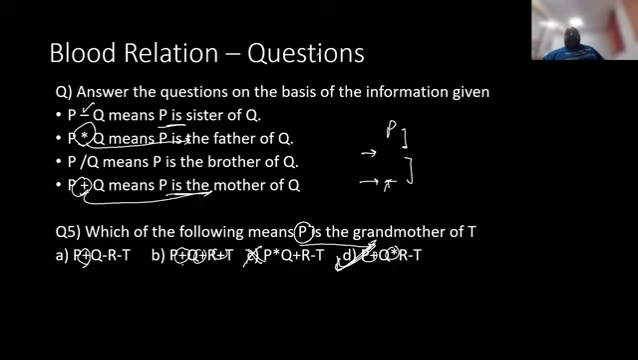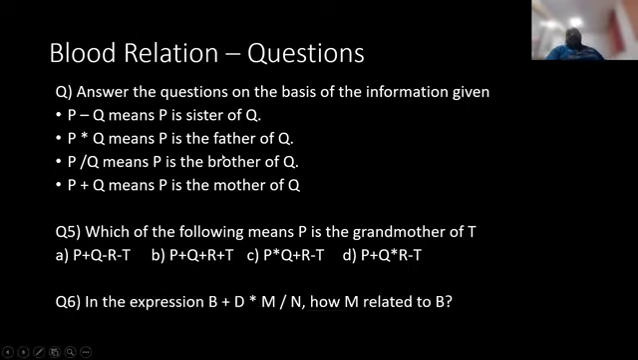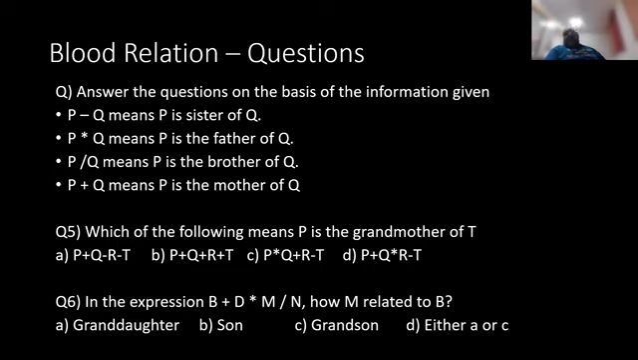gender. If I check for D, then P plus Q means P is the mother of Q. Q into R means Q is the father of R. R minus T means R is the sister of T. Clearly, P is the grandmother of T. So, looking at the gender and the generation gap, we'll be able to solve the question. The other type of question is where a symbol is given and we have to find out the relationship. Here, drawing the family tree maybe would be a decent idea because only one tree needs to be drawn.